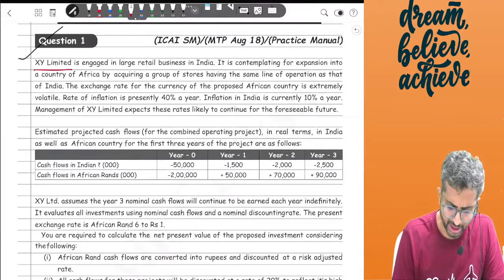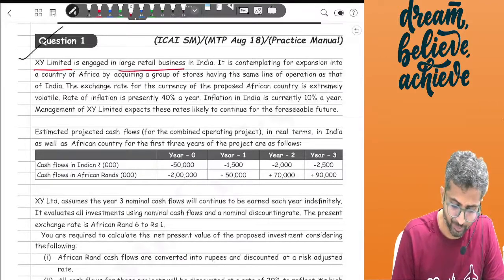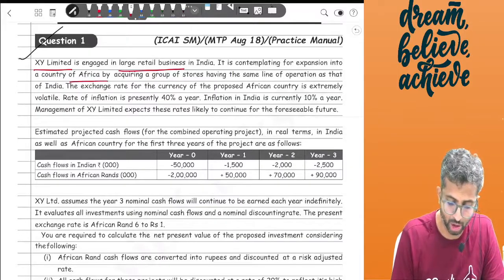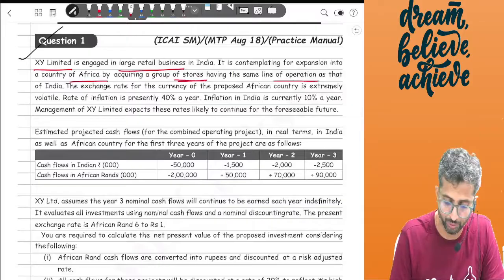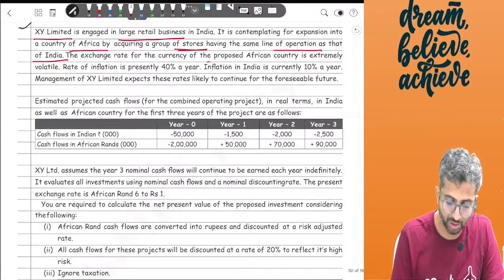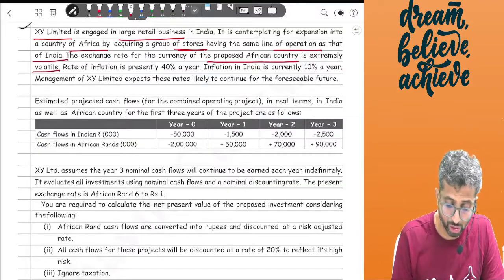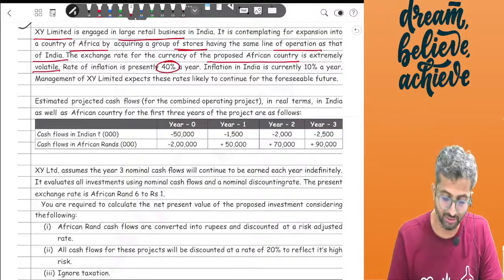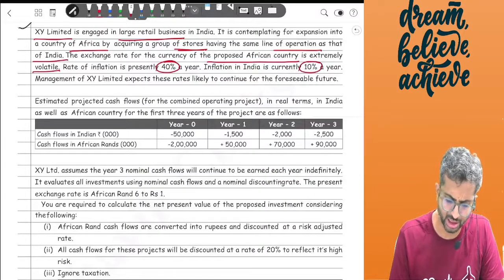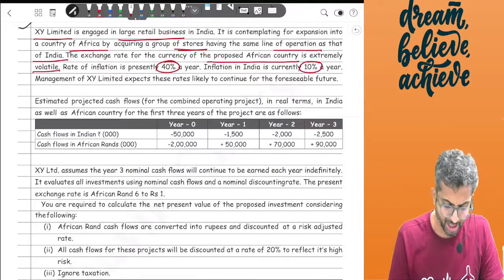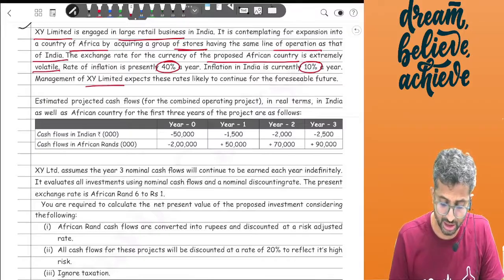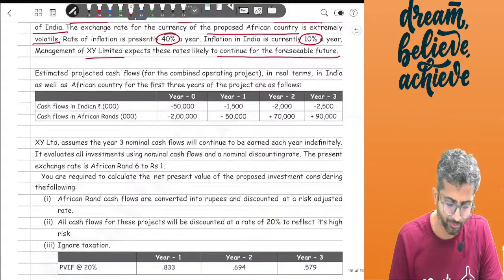XY Limited is engaged in a large retail business in India. It is contemplating expansion into a country of Africa by acquiring a group of stores having the same line of operation as that of India. The exchange rate for the currency of the proposed African country is extremely volatile. The rate of inflation present is 40% a year. Now that's a very high inflation rate. Inflation in India is currently 10%. The management of XY expects these rates to continue in the foreseeable future.